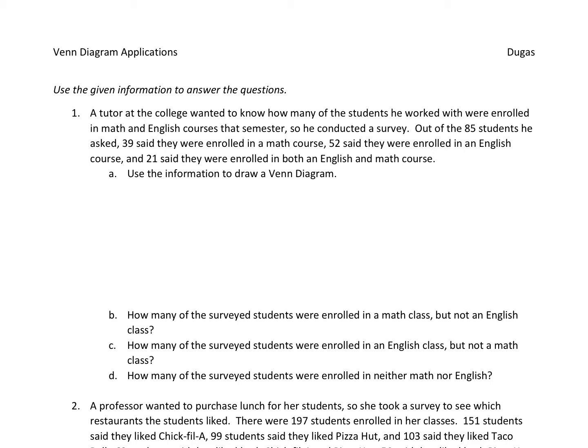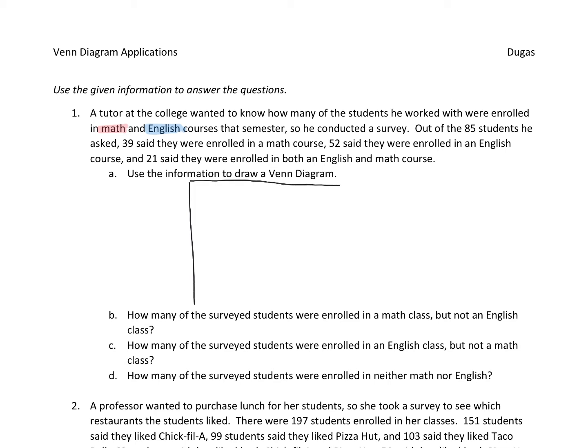So the first thing I would recommend doing is going through and highlighting or picking out the categories. Hopefully it's clear that there are two categories here. We're talking about math courses and English courses. And so if there are only two categories, you will know that when you draw your Venn diagram, there will only be two circles. Generally you're going to be looking at two sets or three sets, and this is an example of two sets.